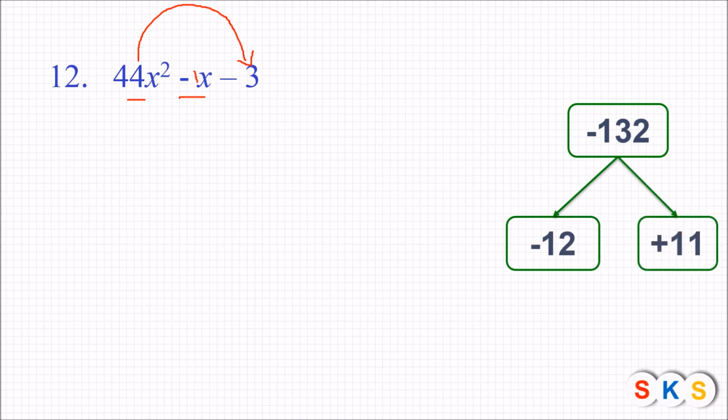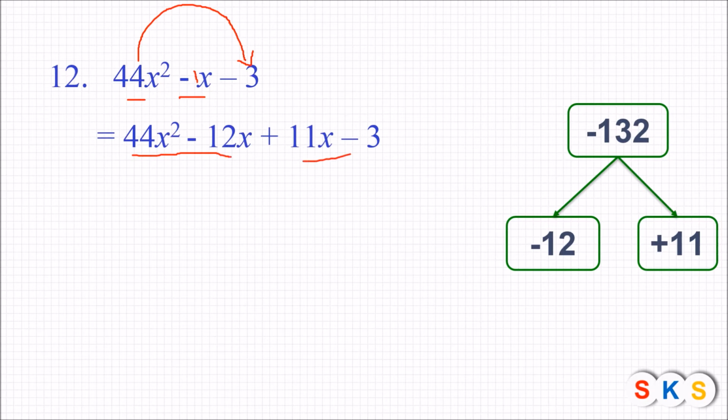Minus 12 into plus 11, if we multiply that, you will get minus 132, and when you add minus 12 with plus 11, you will get minus 1. So I'm going to split the middle term, okay, as minus 12x plus 11x. After splitting the middle term, we will make groups of binomials. This is your first group of the binomial and this is your second group of the binomial. So now we will take common in the first group. The common in the first group is 4x, because 44 means 4 into 11 and 12x means 4 into 3. Okay, so the common is 4x.